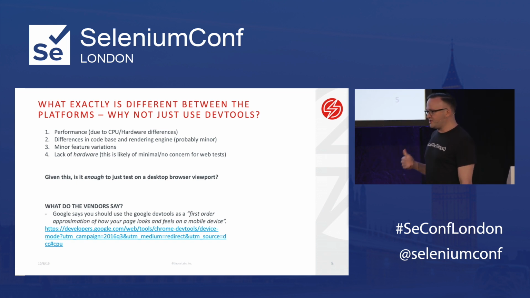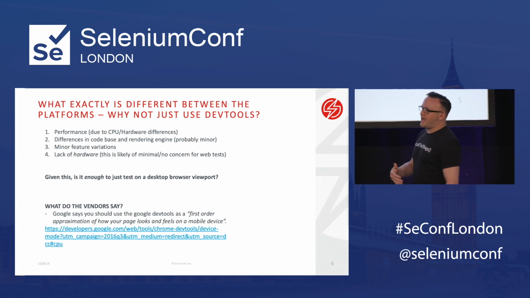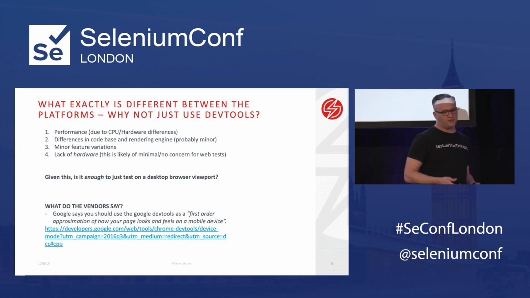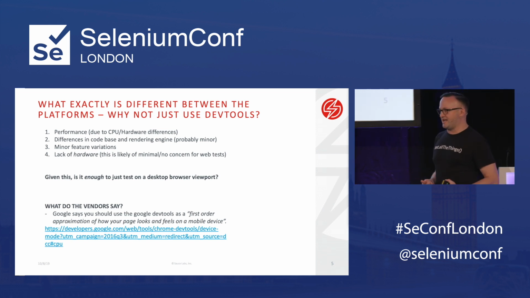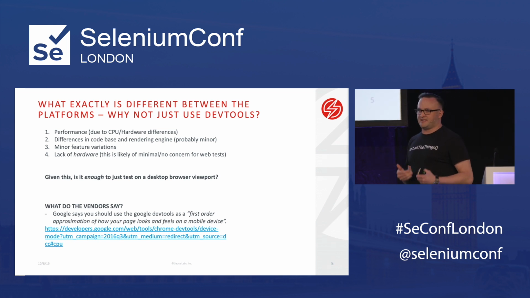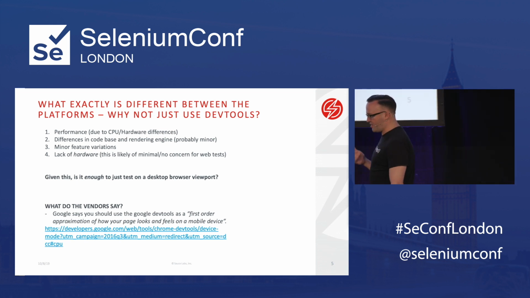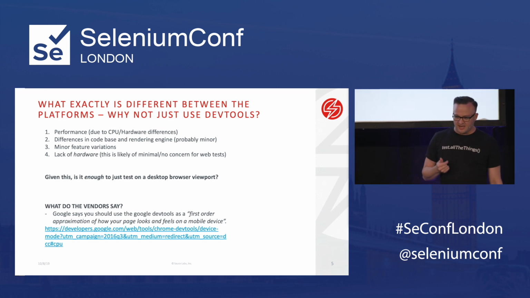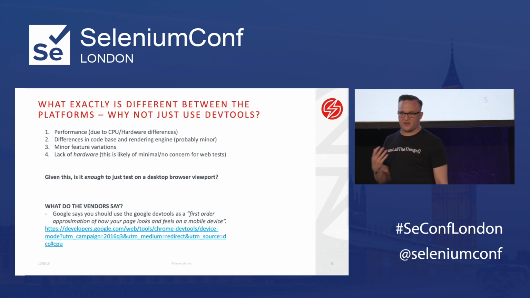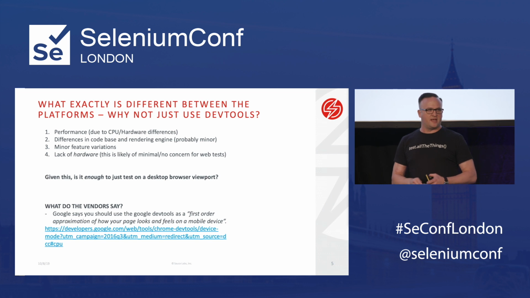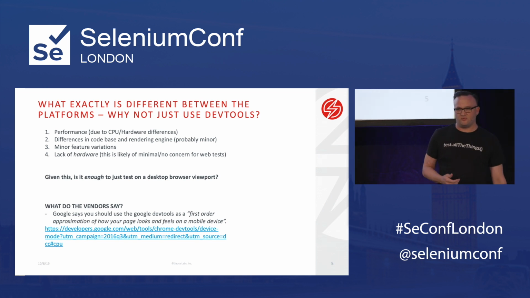And so the question that I'm asked very commonly is, hey, we test our mobile website using resized Chrome windows. That should be good enough, shouldn't it? Well, the answer is kind of complicated. Google actually says themselves that you should not rely on testing your mobile website on a resized Chrome window. They say that you should use it only as a first-order approximation of how your page looks and feels. And if you want to get that proper confidence and validation, you should be using real devices.